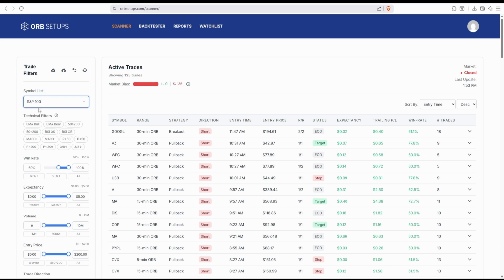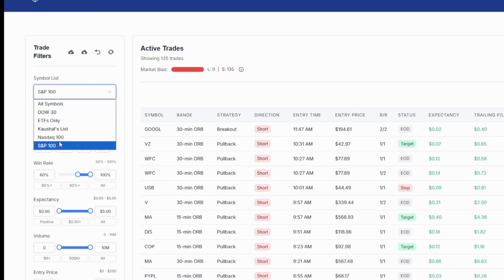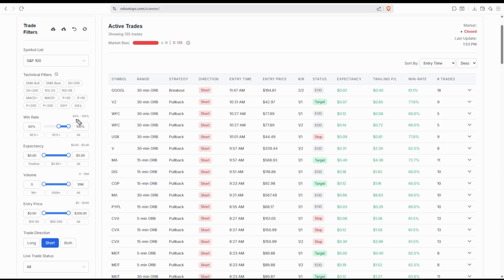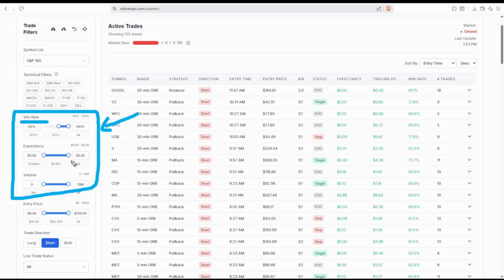Now, in my case, for the short side setup, there were two lists I was looking at, the S&P 100 and the NASDAQ 100. I'll start with the S&P 100, where I have some basic filters. Inside of our live scanner, we've built in some backtesting, and with that we have some filters here. For example, I'm looking at a minimum win rate, a minimum expectancy, and I have some volume and entry price filters built in. For the win rate, I'm looking for at least a 60% win rate over the past 3 months. That tells me that this strategy is working.